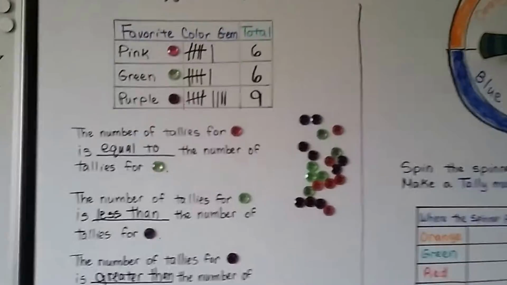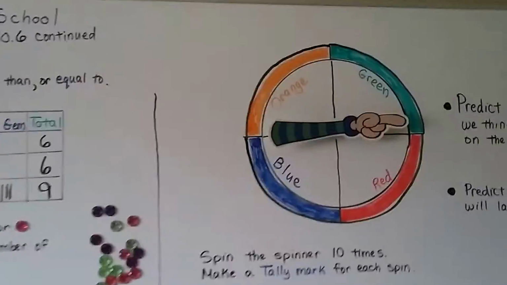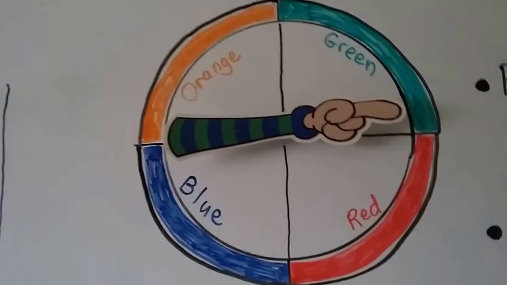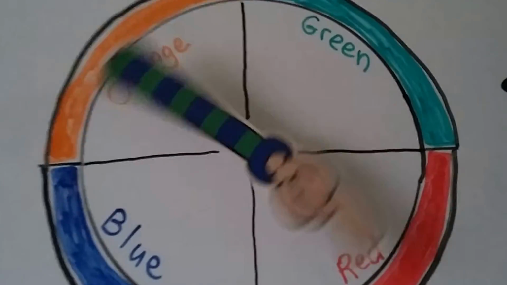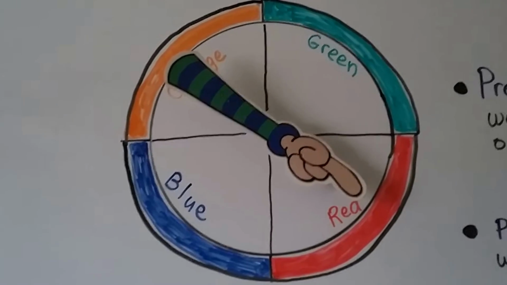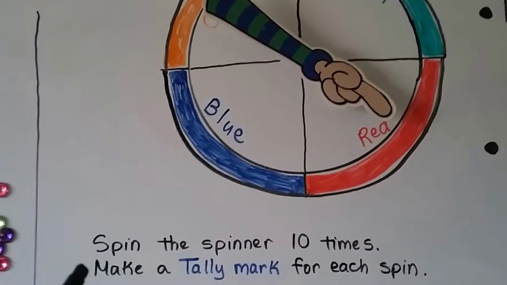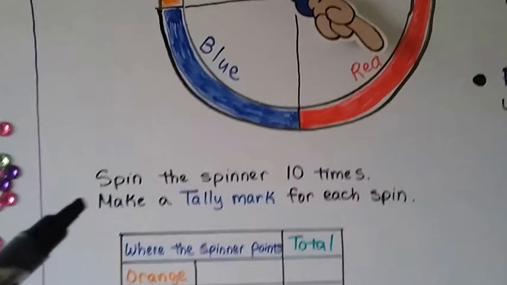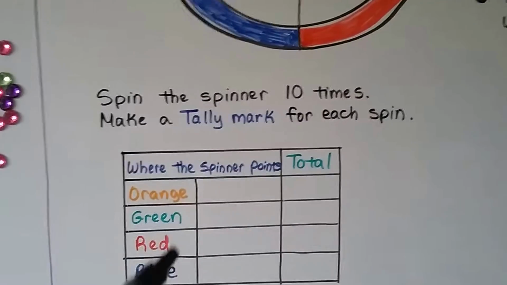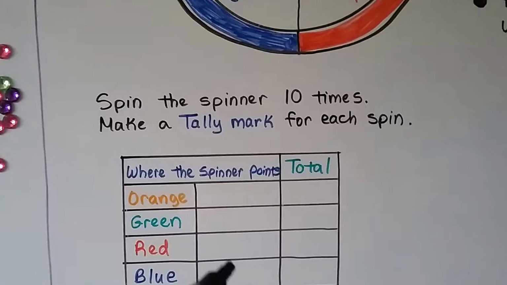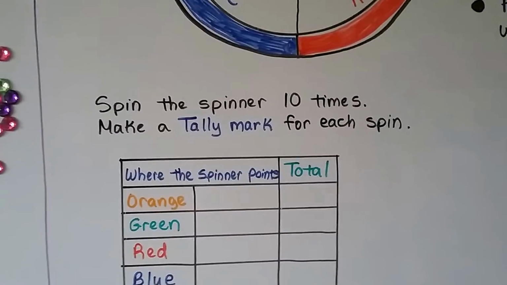Okay, the next part's going to be a little fun. I made a spinner, and I can spin this hand, and it will land on a color. See? So we need to spin the spinner 10 times and make a tally mark for each spin. Then we can get a total.